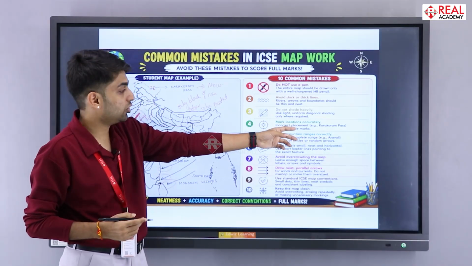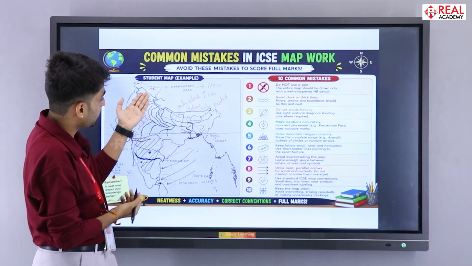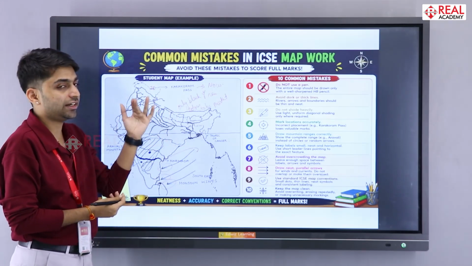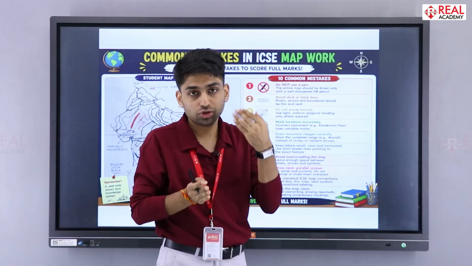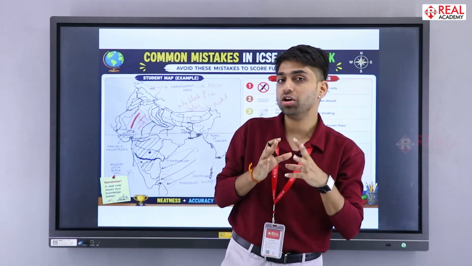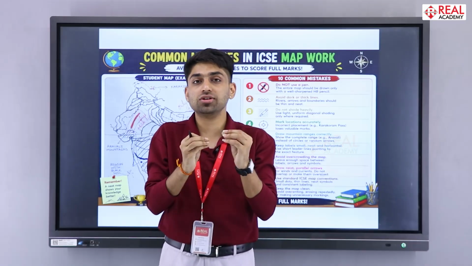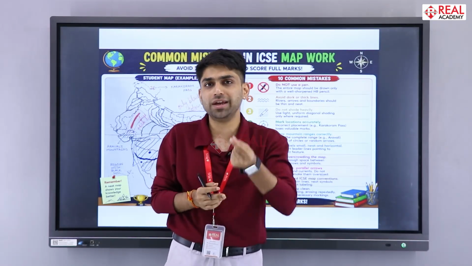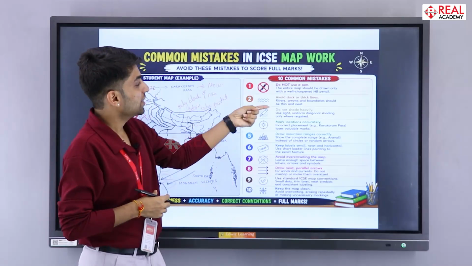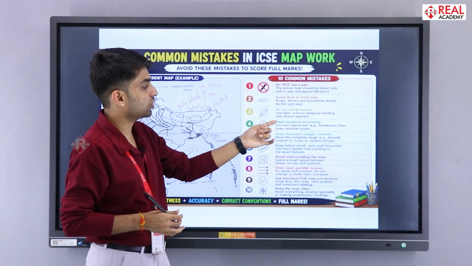Mark locations accurately. Incorrect placement, like Karakoram Pass, has been marked very inaccurately. That's the reason the student is losing 1 mark. As I told you, maps, topographical maps and MCQs are all very scoring. But if you make a silly mistake, one entire mark will be gone. The fourth thing which you need to remember is to mark locations accurately.